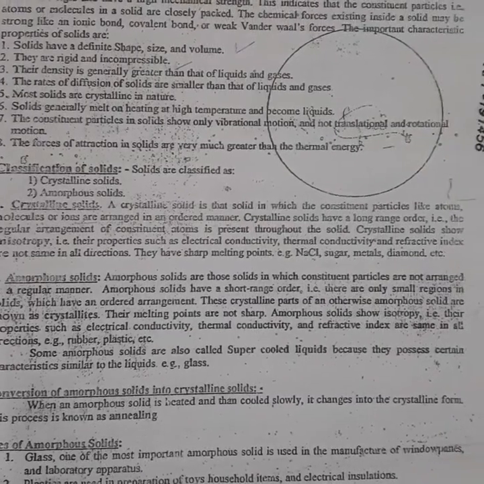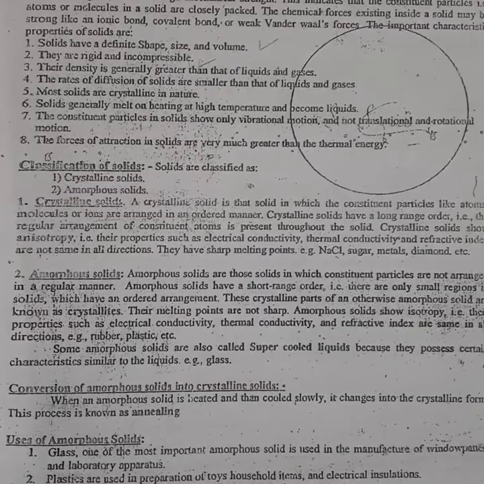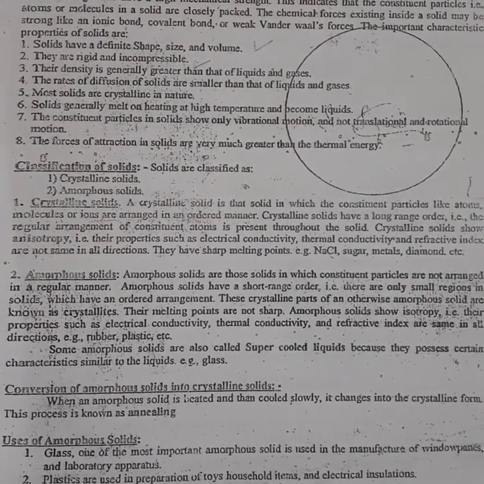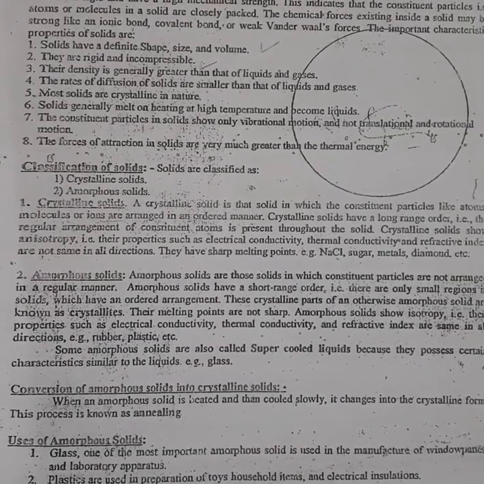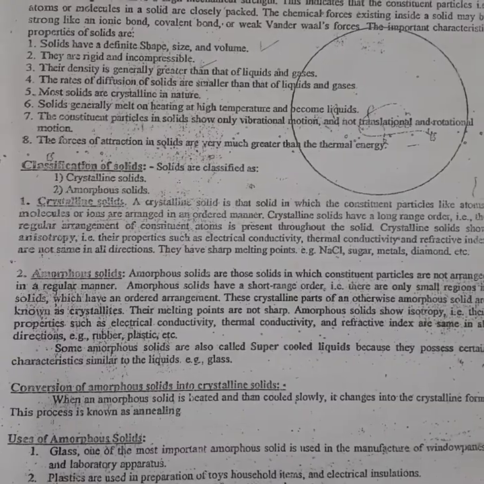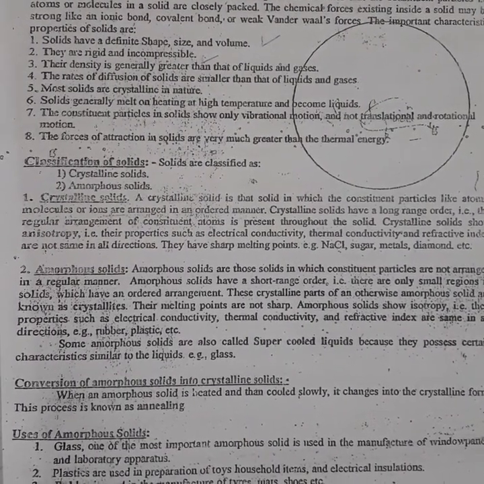Crystalline solids show anisotropy, that is, their properties such as electrical conductivity, thermal conductivity, and refractive index are not the same in all directions. They have sharp melting points. Examples are NaCl, sugar, metals, diamonds, etc. These are the crystalline solids.